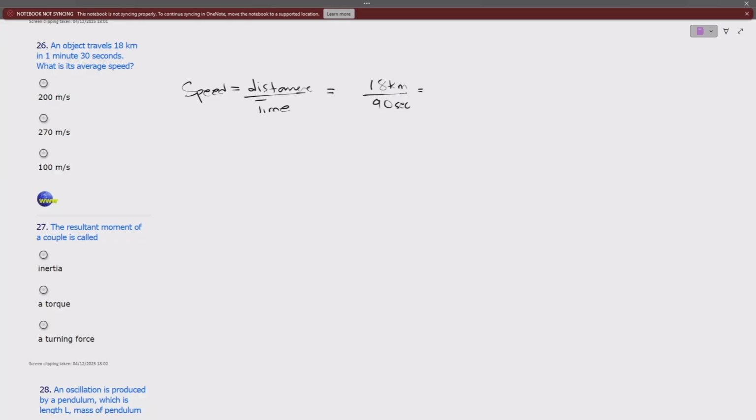But the answer given is in meters per second. So you're going to convert the kilometers into meters. So that will give you 18,000 meters divided by 90 seconds. That will go there, 2 here. This is going to give you 200 meters per second.